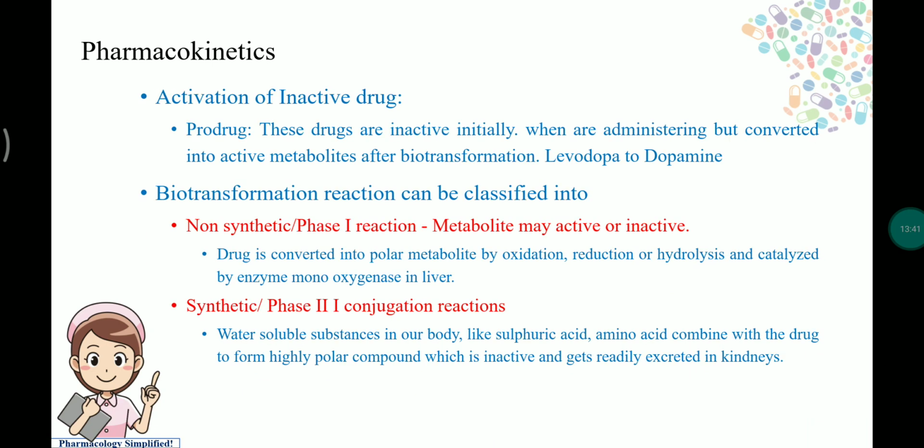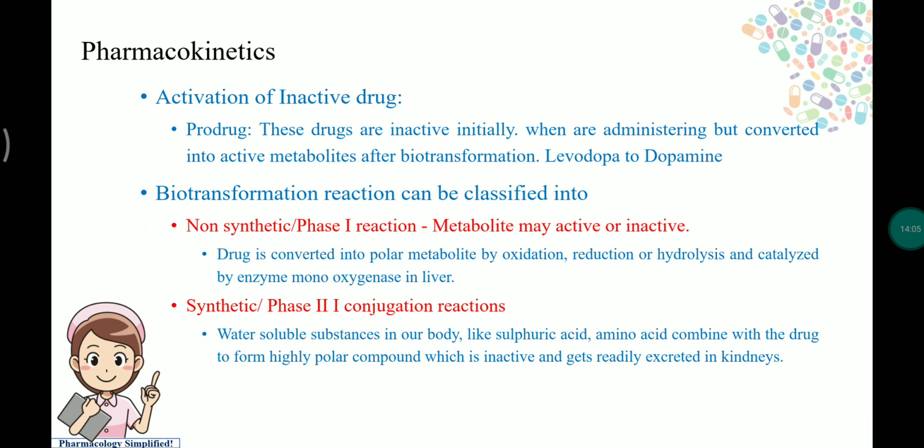And another one is activation of inactive drug. So the drug which we take is inactive and gets converted to active form. Example, levodopa. Levodopa is a prodrug. We call it a prodrug or inactive drug. When it enters into the body, it gets metabolized to form an active drug called dopamine.